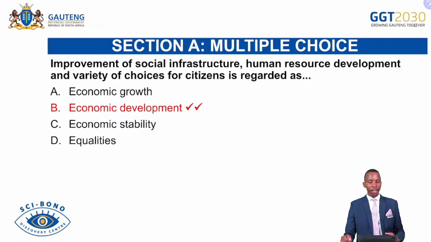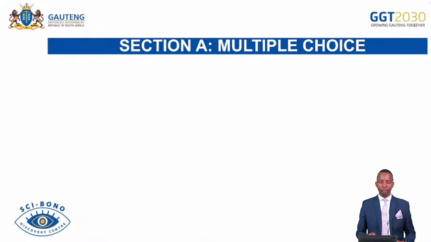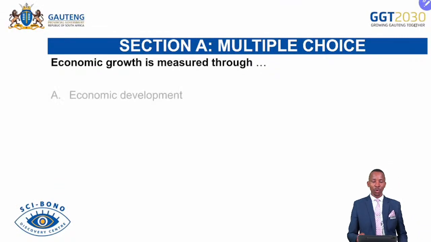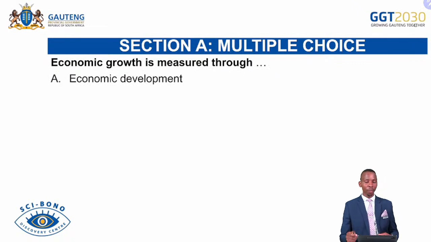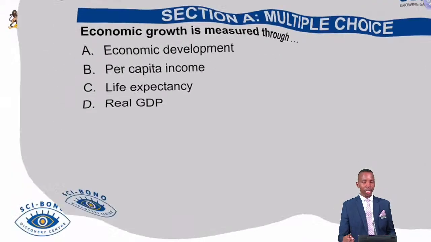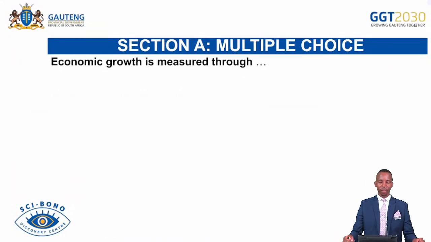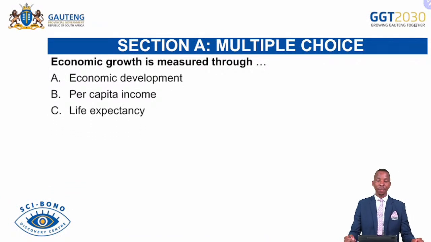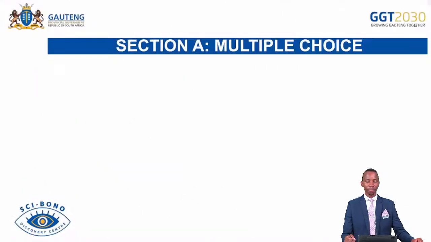And then the next statement, economic growth is measured through, what do we use to measure economic growth? Is it economic development? Is it per capita income? Is it life expectancy? Is it real GDP? Let's see at our options. Which answer is correct? Economic development is wrong. Per capita income is wrong. Life expectancy is wrong. But real GDP is correct. That gives you 2 marks.